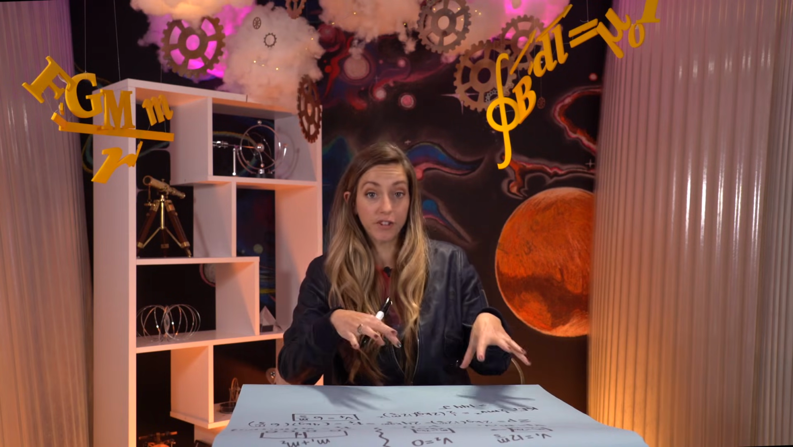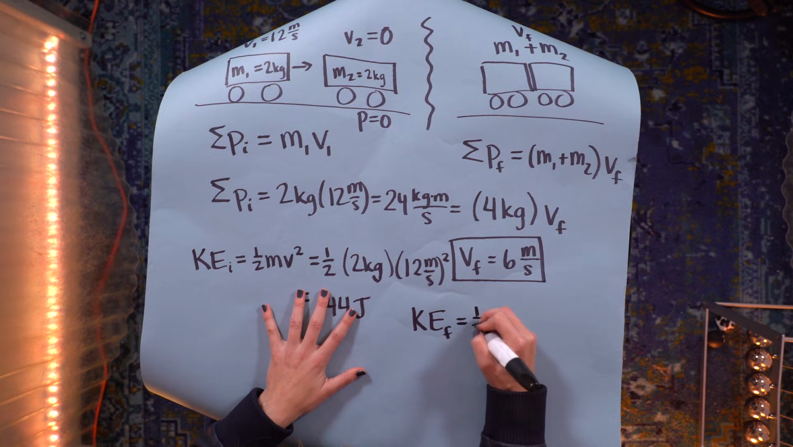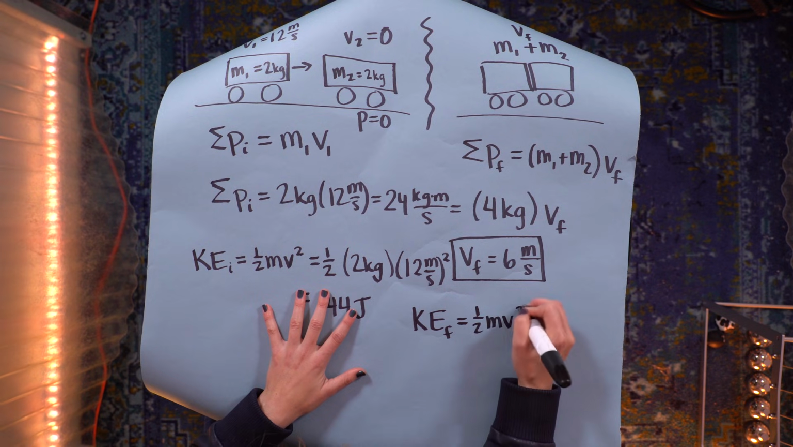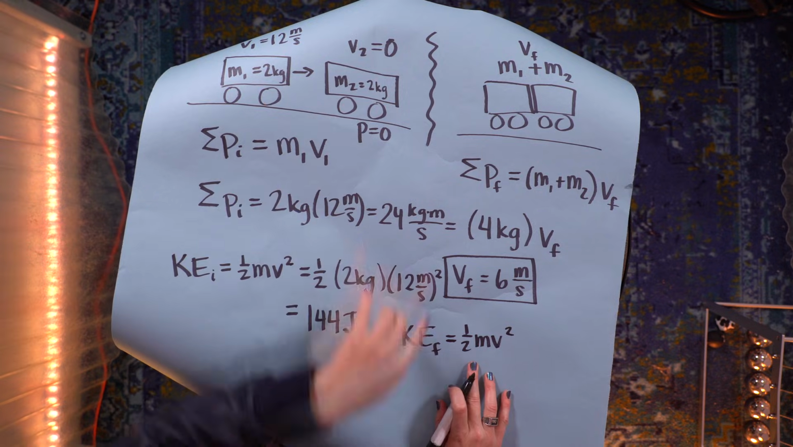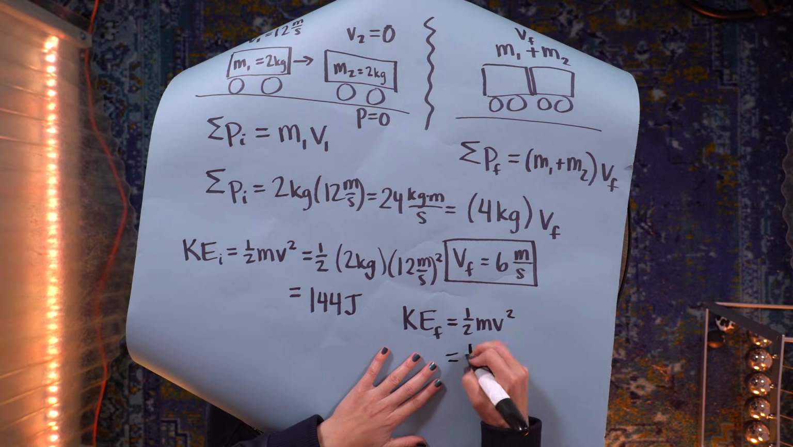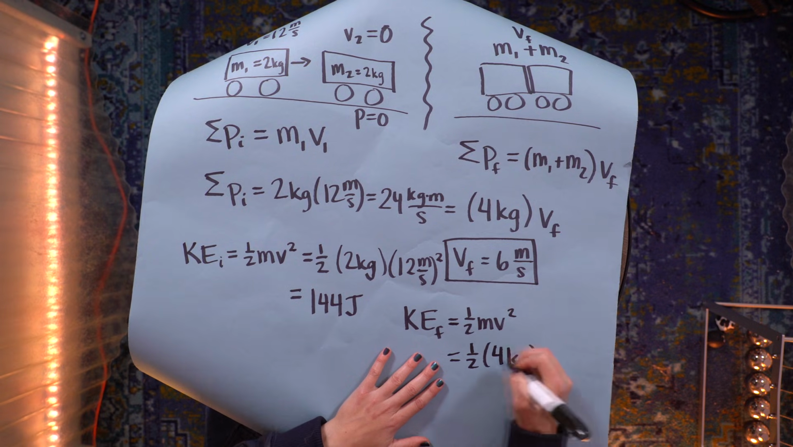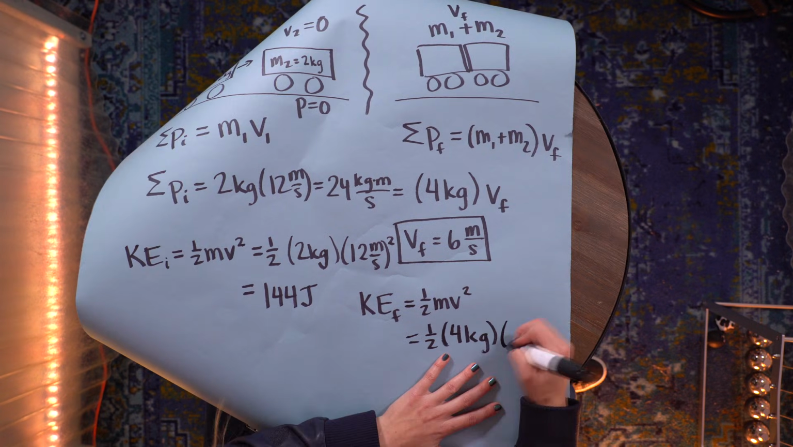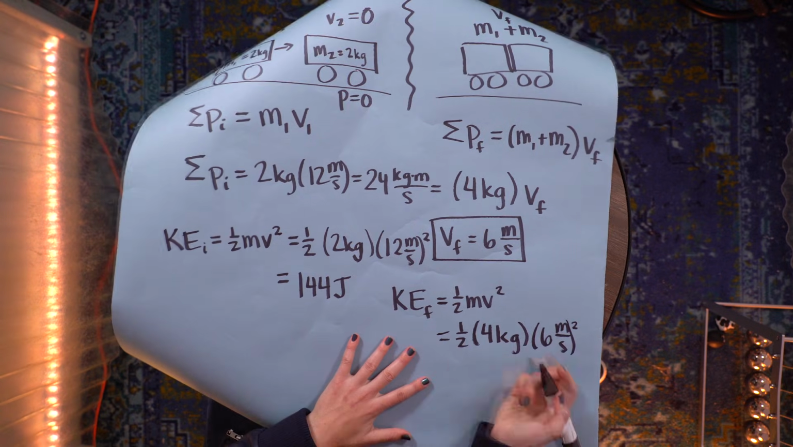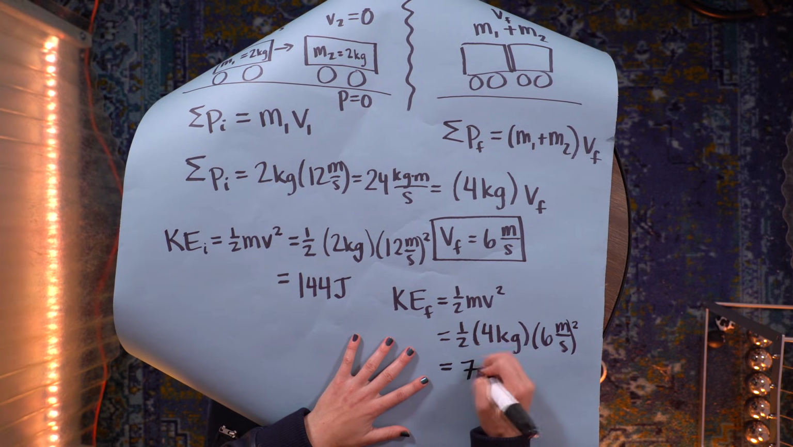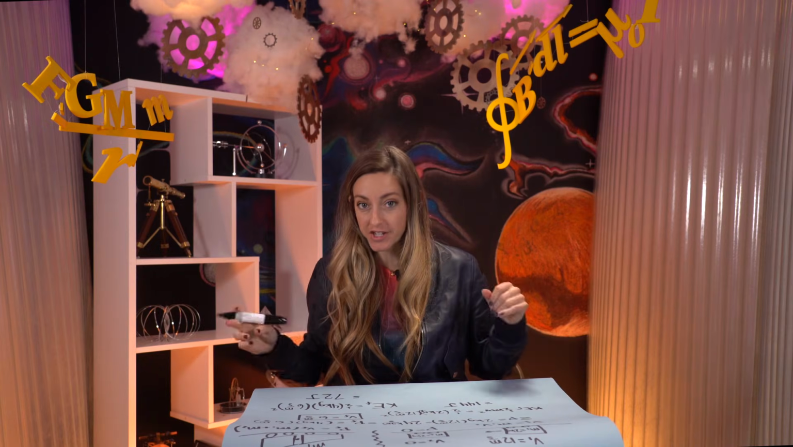joules. After the collision, our final kinetic energy equals 1/2 mv squared. But my final mass is both masses together, which equals 4 kilograms. So this equals 1/2 times 4 kilograms times my final velocity squared, (6 meters per second) squared, and that equals 72 joules. So we lost kinetic energy. What happened to the energy?